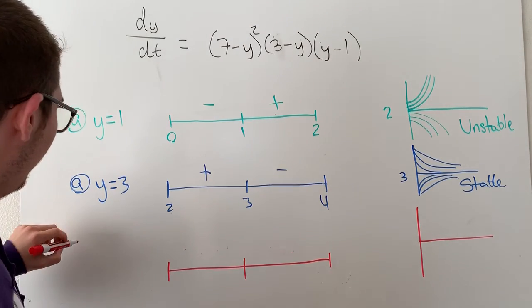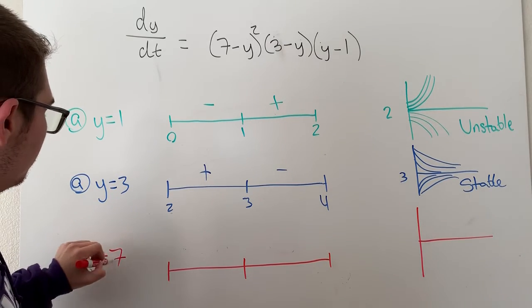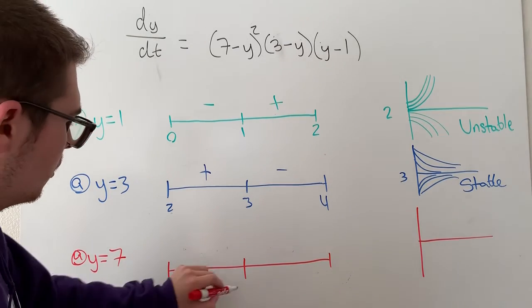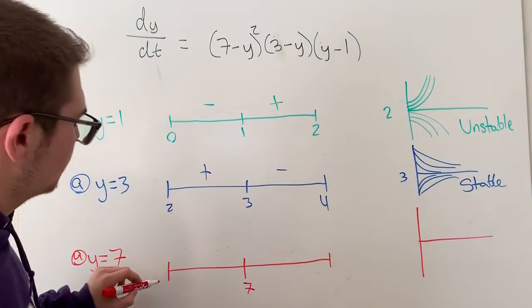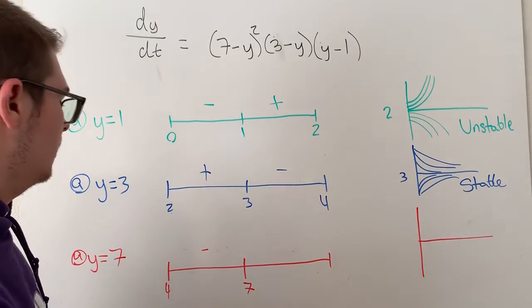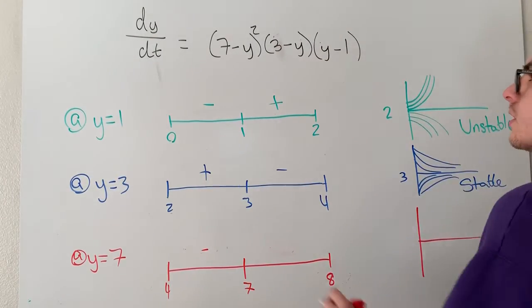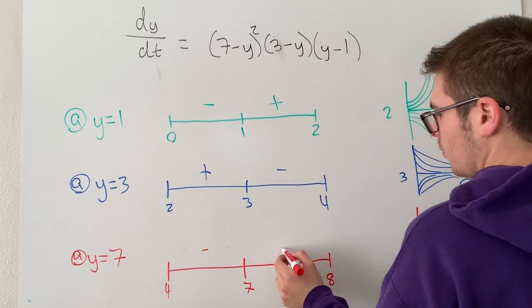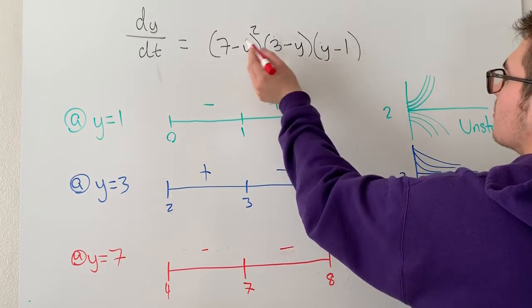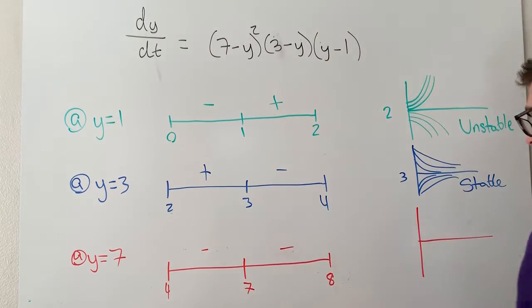Okay, so we're going to choose at y equals 7. Bam. Okay. So choose a number before 7. I'm going to choose 4 because we already know the sign. And I'm going to choose a number after 7. Let's go with 8. Positive. 3 minus 8 is negative. 8 minus 1, positive. So we're going to have a positive, negative, positive to give us a negative overall. So we have a negative and a negative.